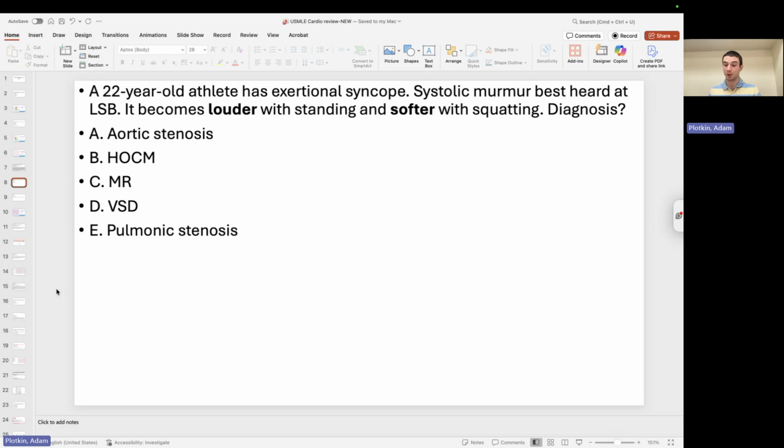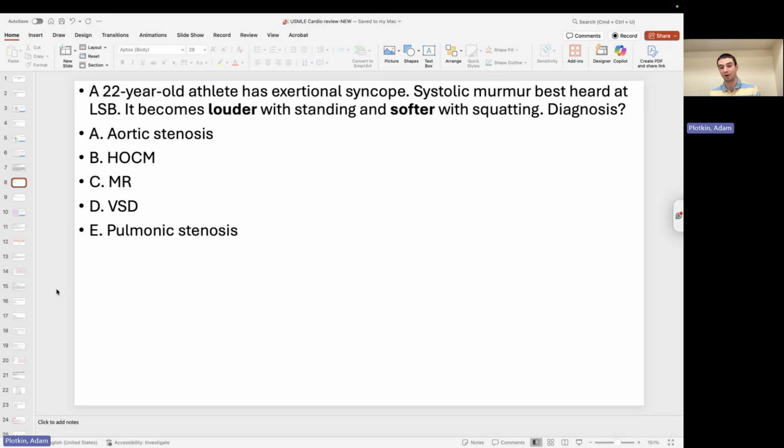When I increase the preload, by giving the patient fluids or doing a passive leg raise, we shift that interventricular septum almost back to its normal spot. So now when the left ventricle contracts, a lot of that fluid can go up without smacking against the septum, and we decrease the murmur intensity.